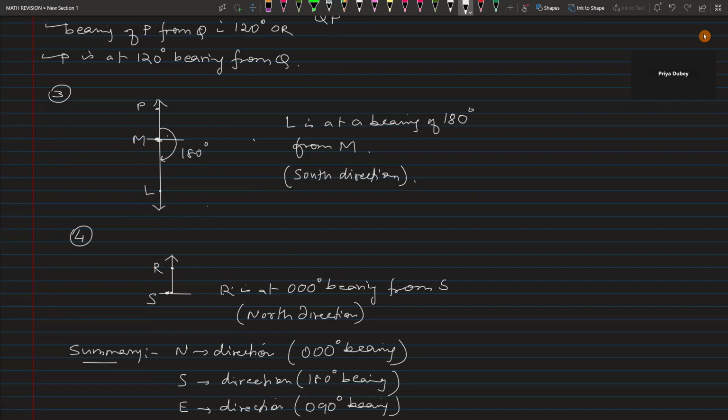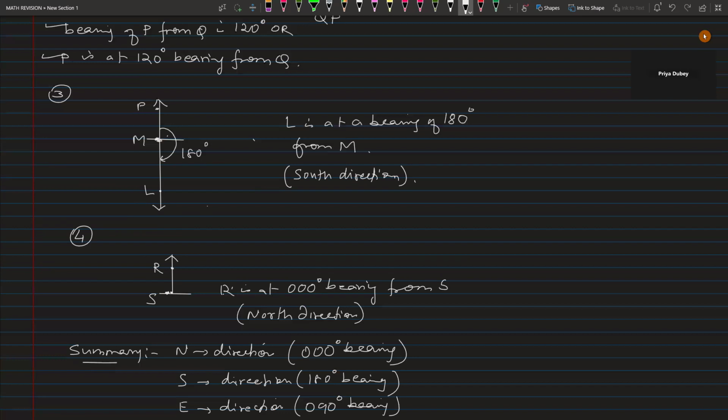Now, the fourth statement was R is at a bearing of 000 from the point S. So I'll take the point S. There I will draw one arrow mark indicating north direction. And from that arrow mark, I'm going to take how much angle? 0 angle, because the bearing is 0. So on that line, I will take some point R. So can you see, I have taken R on this line only, right? So R and S both are lying on the north direction only. Okay. So what does zero bearing mean? North direction itself. Isn't it? Zero bearing means north direction itself.